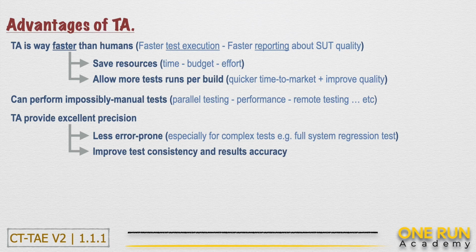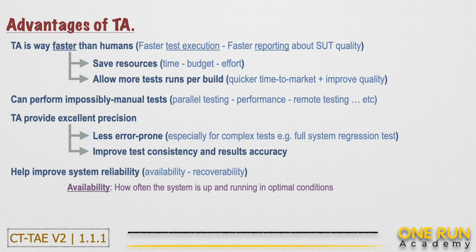Lastly, test automation can actually help improve your system reliability. So, in the context of software development and testing, the term reliability refers to better availability and recoverability. And let me break this down for you. Availability means how often your system is up and running in its optimal conditions. So, because test automation can catch and fix bugs that might cause downtimes, it can make your system available more often.